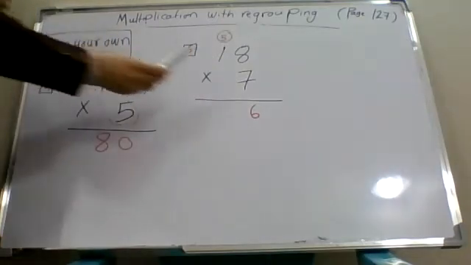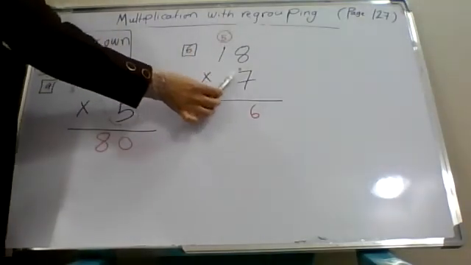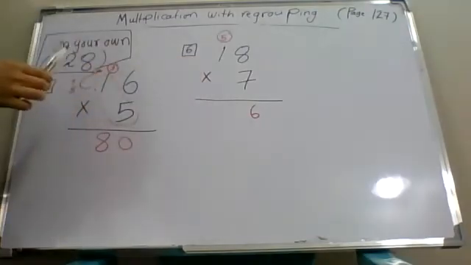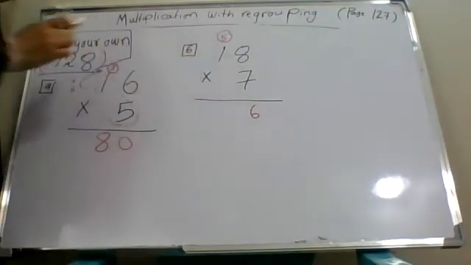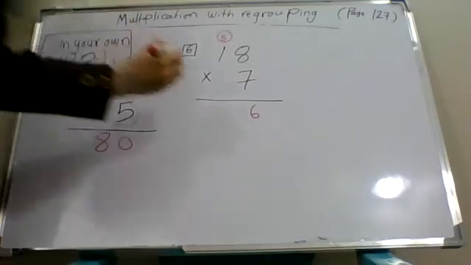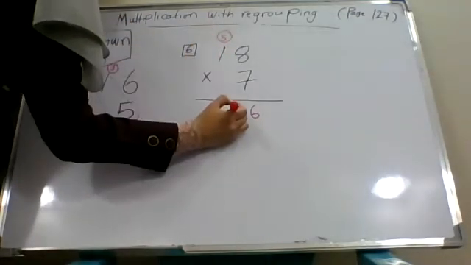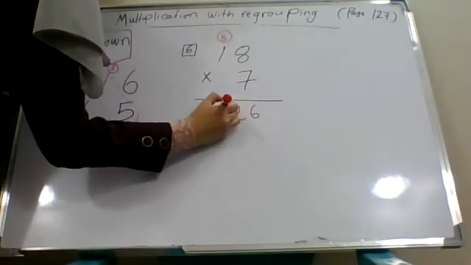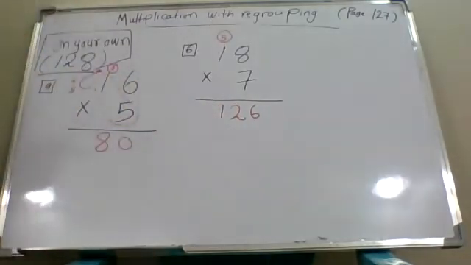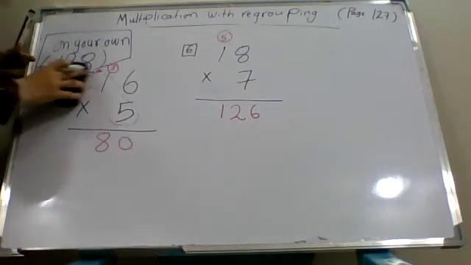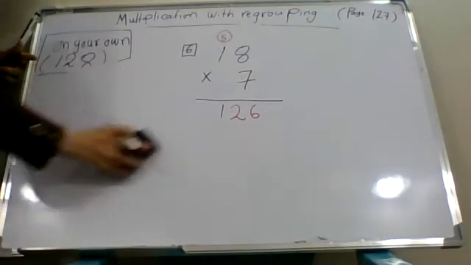Now I multiply 7 times 1. 7 times 1 equals 7, plus 5. 7 plus 5 equals 12. I don't have extra places, so I write the whole 12 down. It's 126. This is the answer B for question number 1, okay? I will answer question number 2.